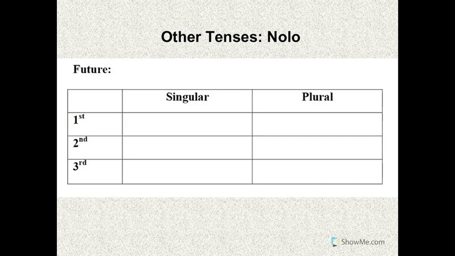Alright, here's the future. Once again, we're going to be using the stem nol, and just like for Volo, we're going to use am, es, et, etc. in order to form the future tense. Go ahead and try it now. Don't forget to include translations. In a few seconds, I'll put the forms up on the slide.